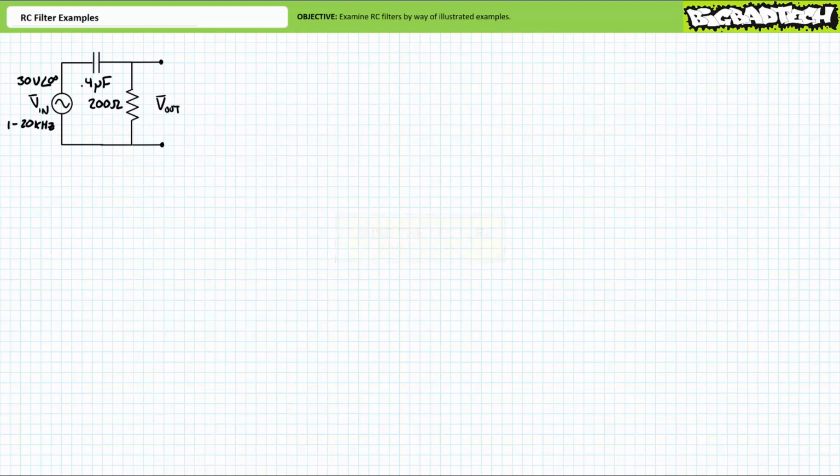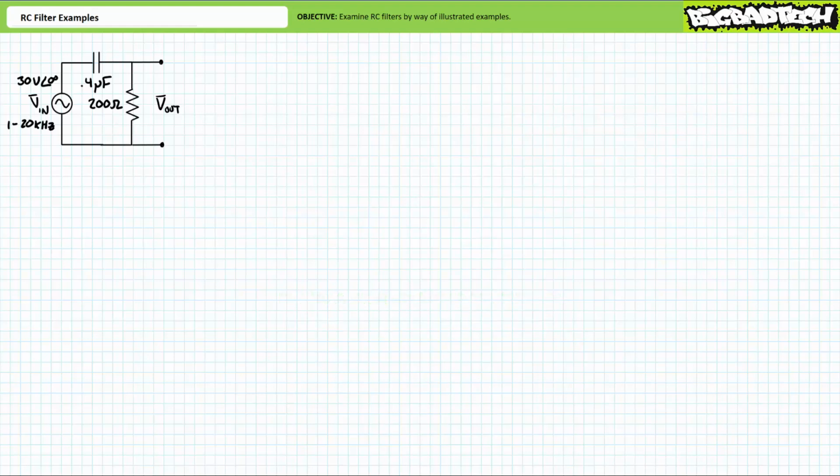Consider the following series circuit consisting of a 200 ohm resistor and a 0.4 microfarad capacitor. The source, Vin, has an effective value of 30 volts and an excitation frequency that can be varied from 1 to 20 kilohertz. Is this a high-pass or a low-pass filter? Note Vout, the property of interest, is being read across the resistor.